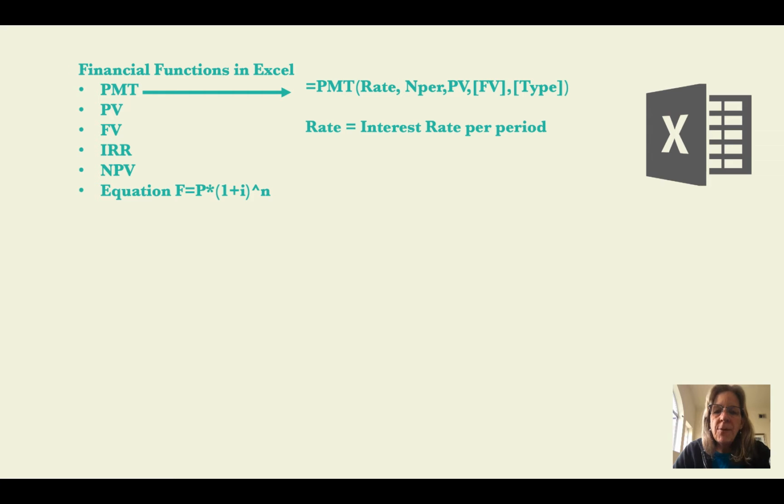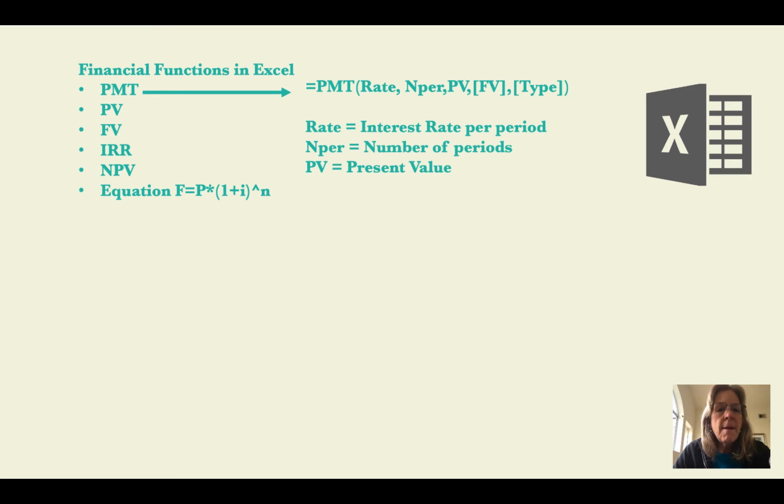So just remember, the first thing you need to do is decide what the period is, and then everything else is based on that definition. If you're doing it monthly, it's going to be interest rate per month. If you're doing it yearly, it'll be interest rate per year. Number of periods, again, the definition of period is important here. Is it number of years or is it number of months?